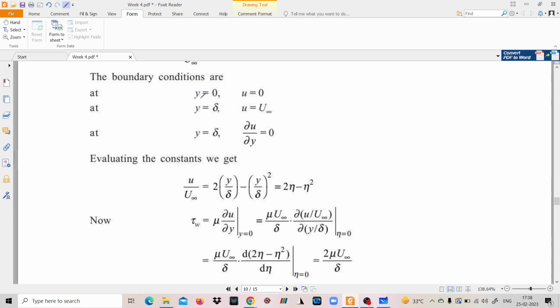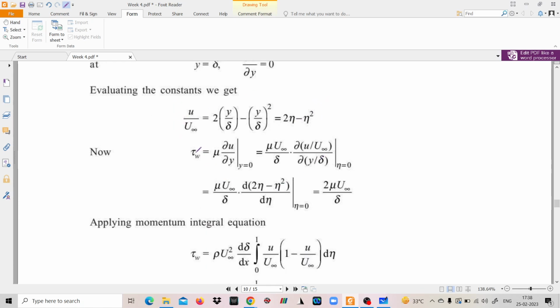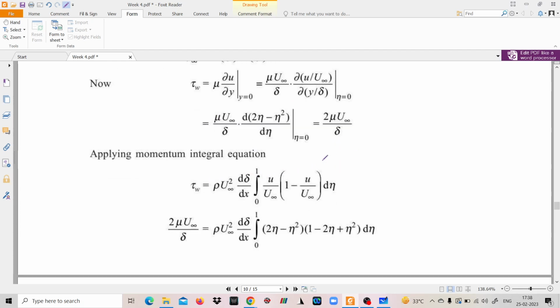So three unknowns, three equations. You'll be getting a system of linear algebraic equations. Solve it, and the velocity profile is twice eta minus eta square. Then you obtain the value of tau w, that is mu del u by del y at y equal to 0. Then you apply the momentum integral equation again.